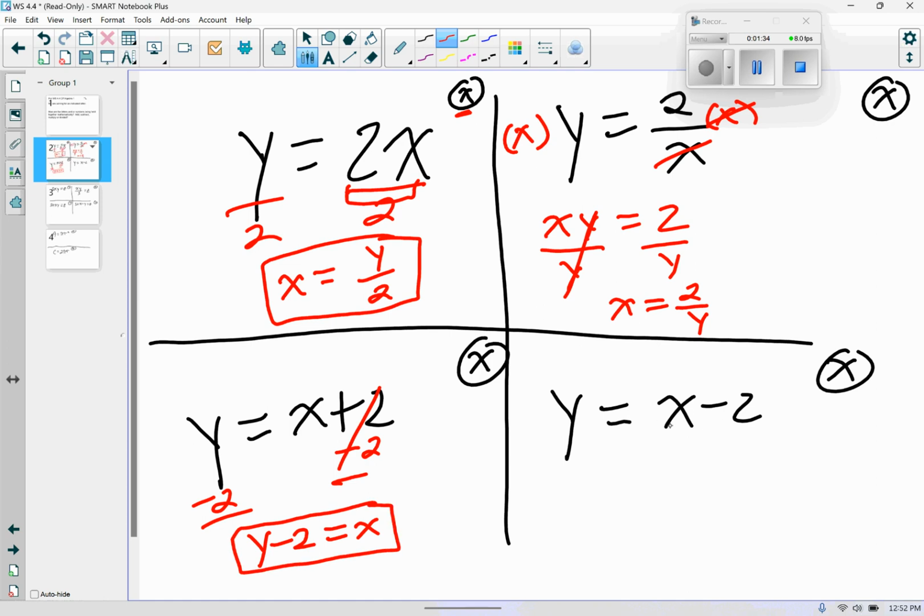And then this one, I have x minus 2. I want x all by itself, so I'm going to add 2 to both sides. Those cancel out, so I get y plus 2 is equal to x. So you're just solving for a letter in these problems.